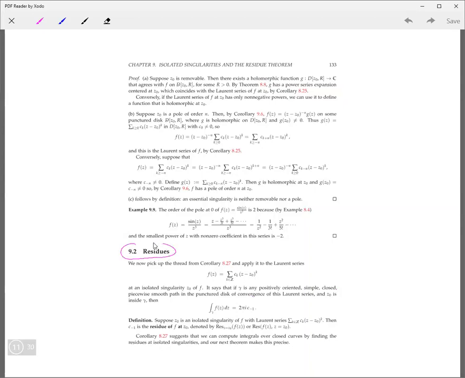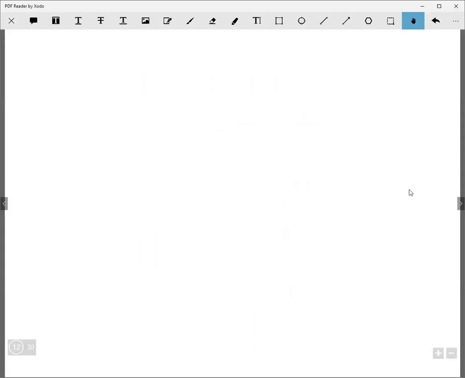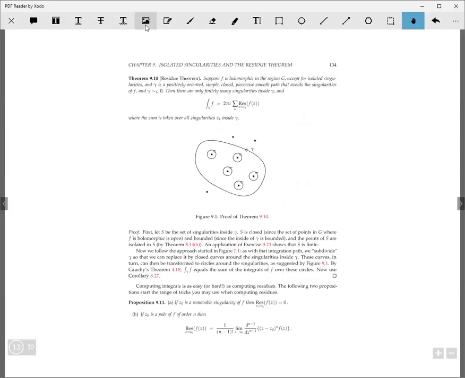Now let's talk about residues. So the residue is this coefficient right here, the C minus 1 coefficient, the C minus 1, that's the residue. Okay, so that's the main thing. Also, the reason that this is important is because of theorem 7.9.10, the residue theorem.